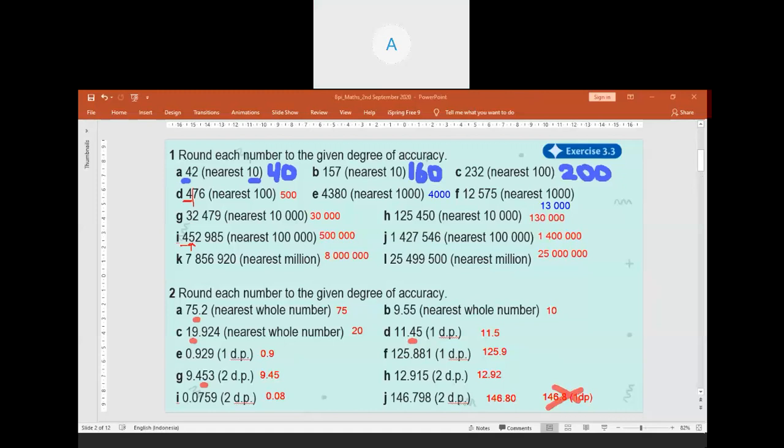If the question is two decimal places, you look at the third decimal place. This is 8. 8 is more than 5, so the 9 has to go up by 1. So 79 goes up by 1, and it will be 80. That's why we write it as 146.80. Clear?